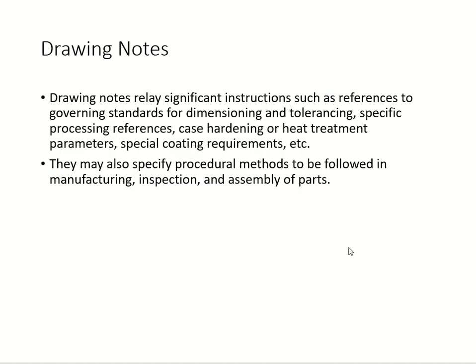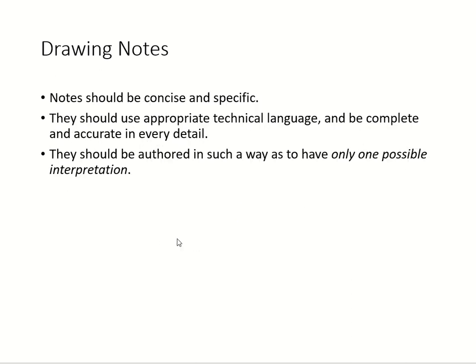So from drawing notes, what do we get? We get the standard, and then we get tolerance. And anything you want to note about the standard or tolerance, references, parameters, and other special requirements, you will note down. The next one is your procedural method for your manufacturing, inspection, and assembly of the part.